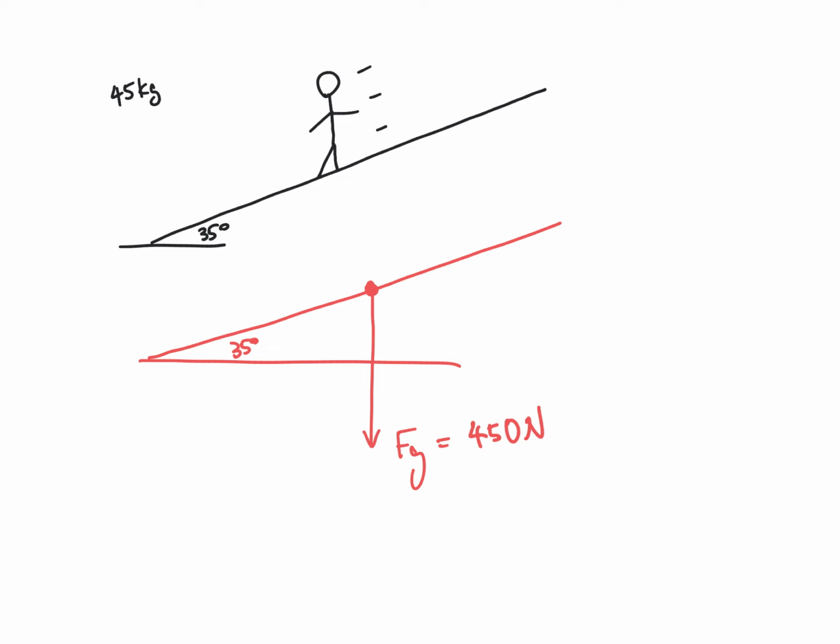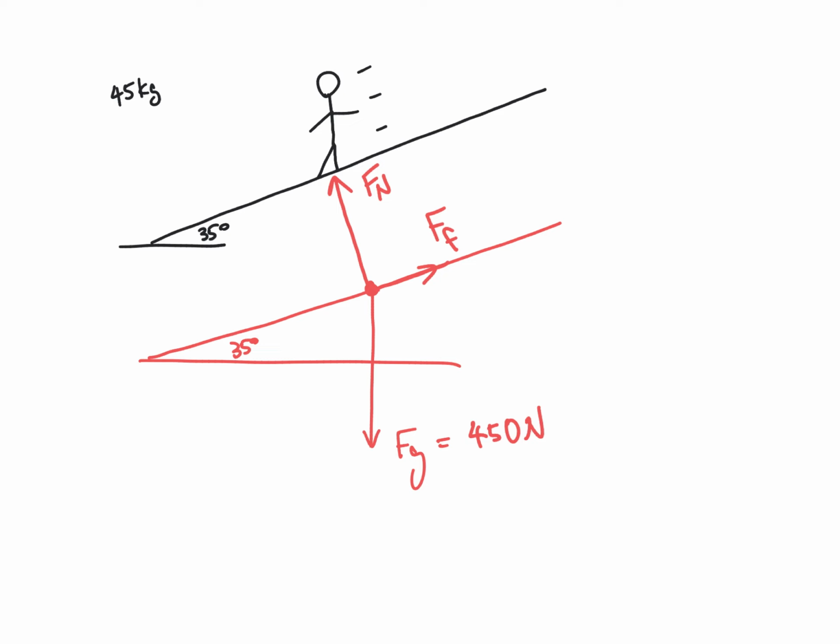The rest of the forces that I know exist: we know that there's a normal force pushing up, and that normal force is perpendicular to the surface. And then I know that since this individual is sliding at a constant speed, there's some force of friction pushing up the ramp. Otherwise, this person would be accelerating.